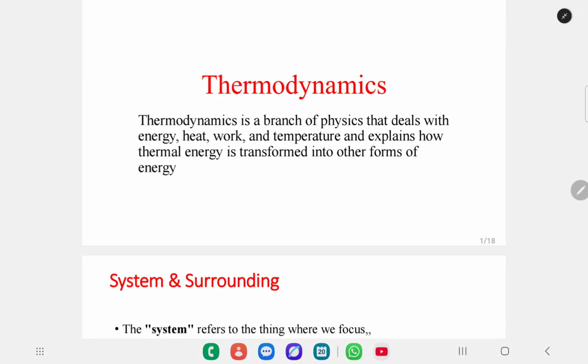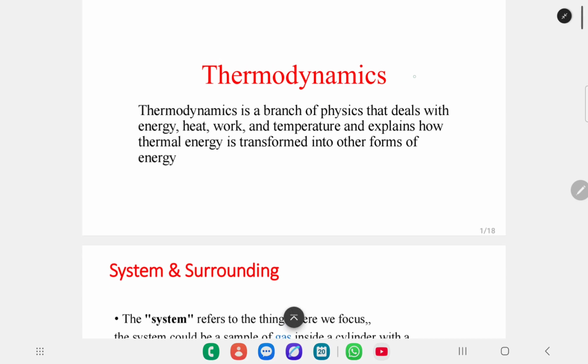Hello learners, this class is for B.Sc first year second sem. So the unit is thermodynamics.